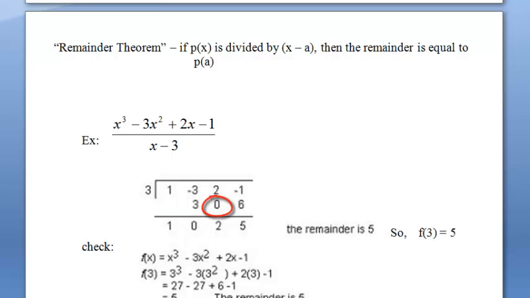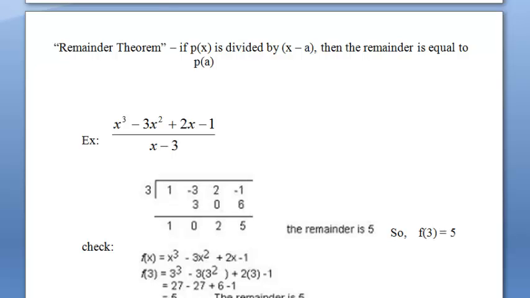2 plus 0 is 2. So I write that down below. 3 times 2 is 6. Negative 1 and 6 has a remainder of 5. Ironically, I have a remainder of 5 again. The remainder is not always going to be 5. This is just a coincidence. So my remainder is 5.